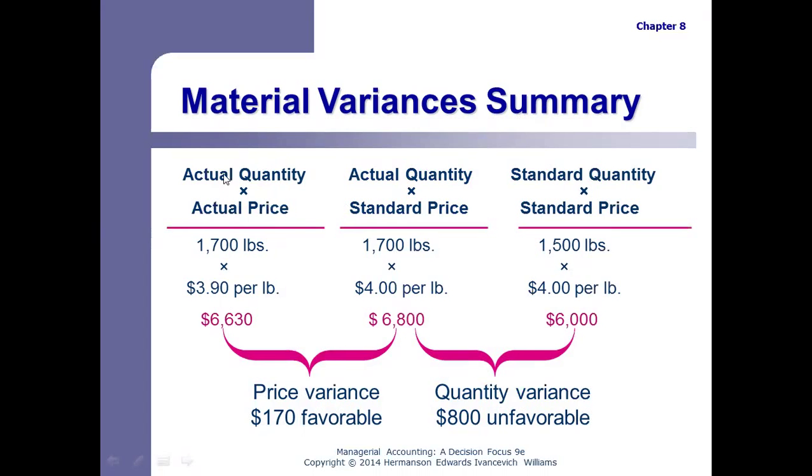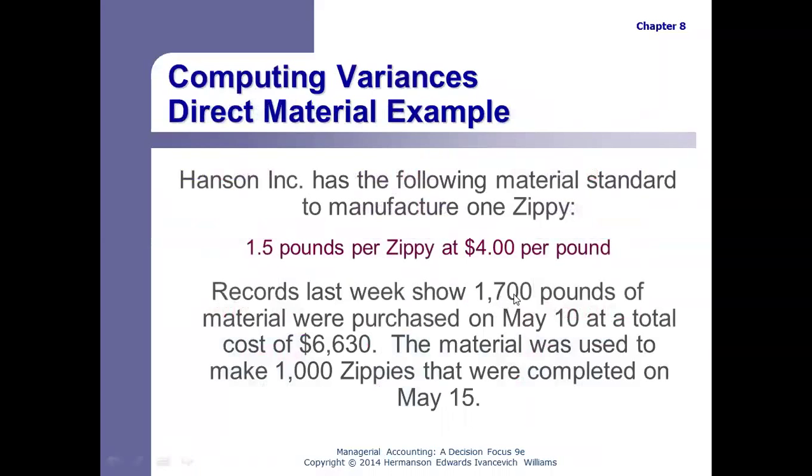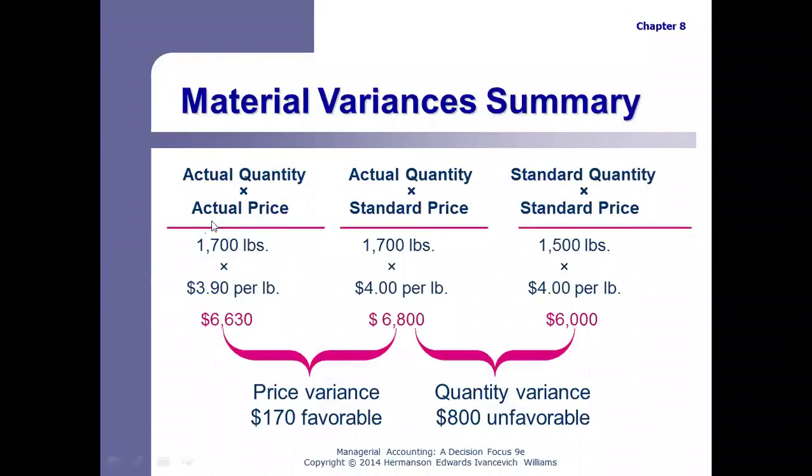Remember, the left-hand column is actual quantity times your actual price. The actual quantities in this table are the total quantities for the amount of units that we made. Back in the problem, it tells us we used 1,700 pounds of material. So that's the actual quantity that goes into this formula. And again, remember, the quantities are in total. The actual price is $3.90 per pound.